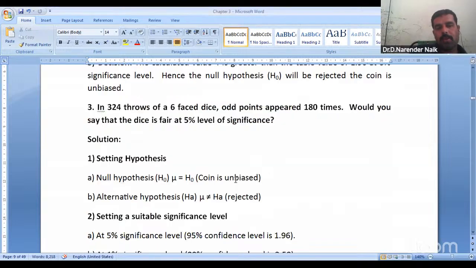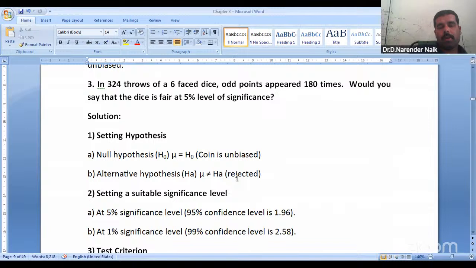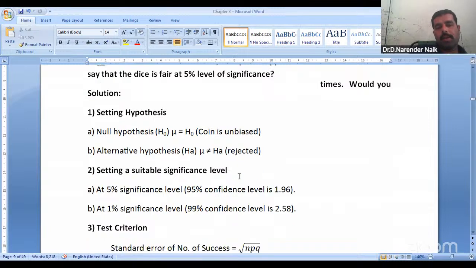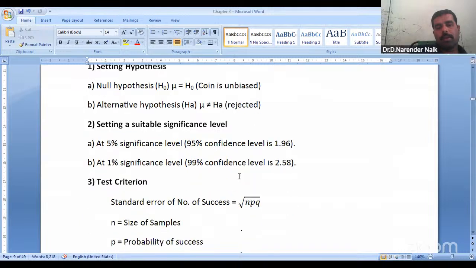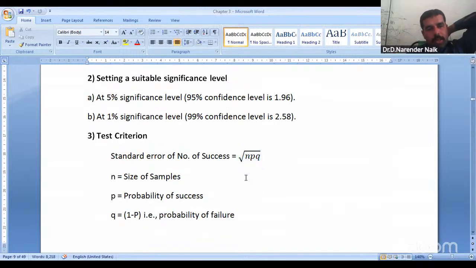Okay. So here the same procedure. Setting hypothesis: null hypothesis, alternate hypothesis. The dice is unbiased, and that is rejected. Then setting a suitable significance level. At 5% significance level, 95% confidence level, that is 1.96, and at 1% it is 2.58. So test criterion. Standard error of number of success is equal to under root npq.